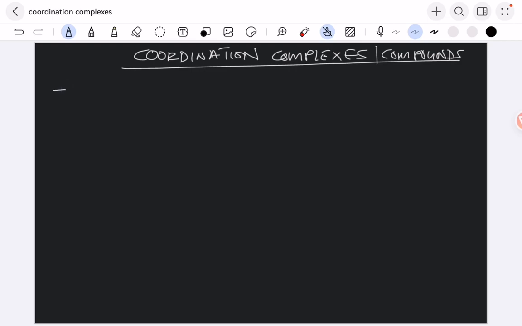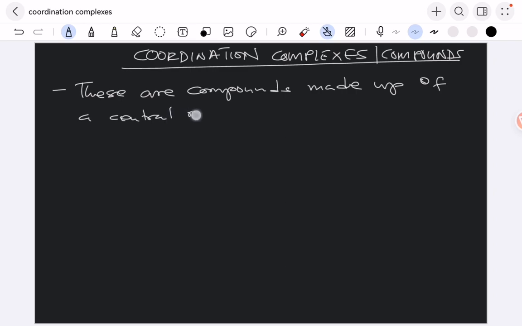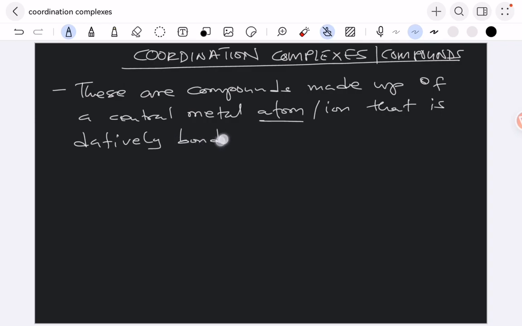So we say these are compounds made up of a central metal atom or ion that is datively bonded to a ligand.